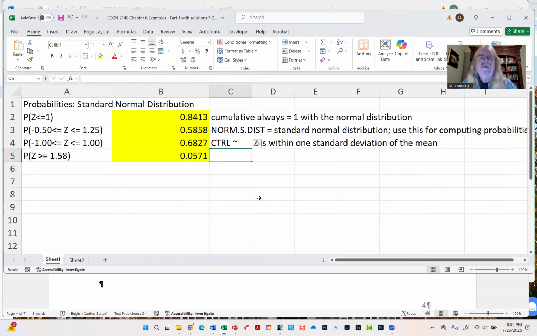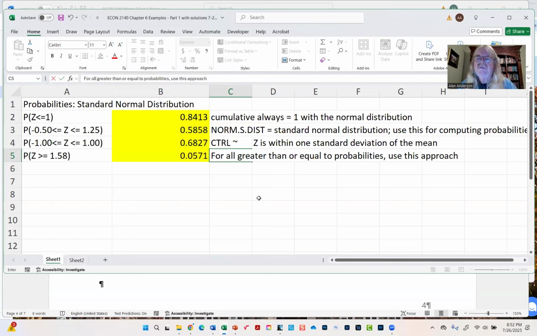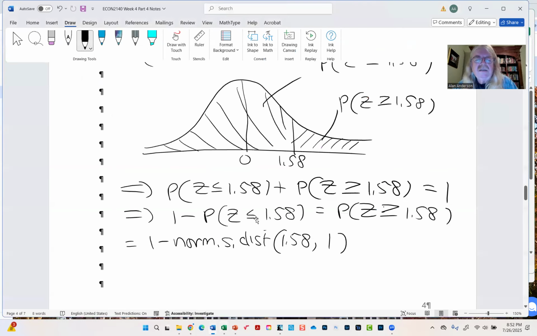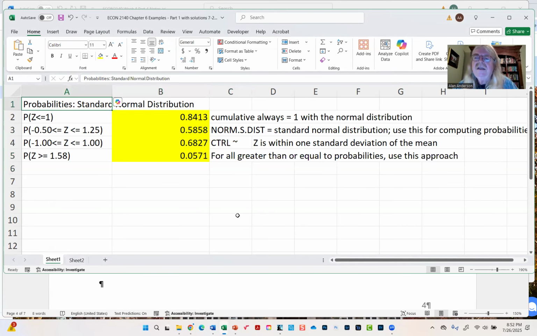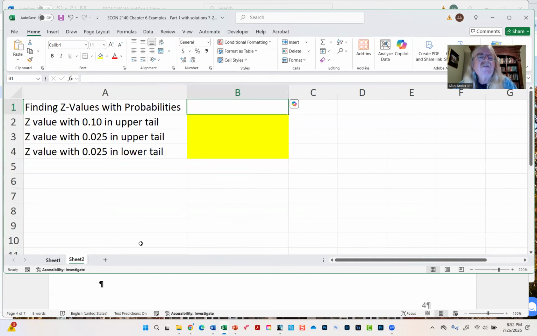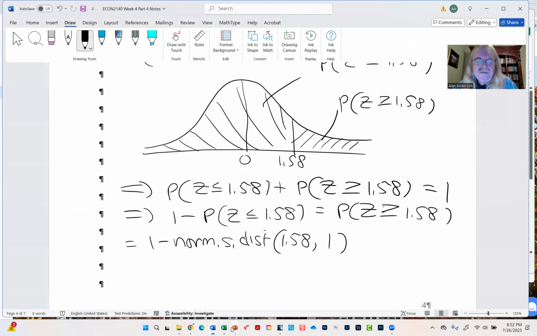So for all less than or greater than or equal to probabilities, use this approach. Notice no matter what the situation is, greater than or equal to is not in Excel. So you have to do it this way. All right. So now we've got our hands on some Excel commands. And so this is okay. So let's see what's coming next.